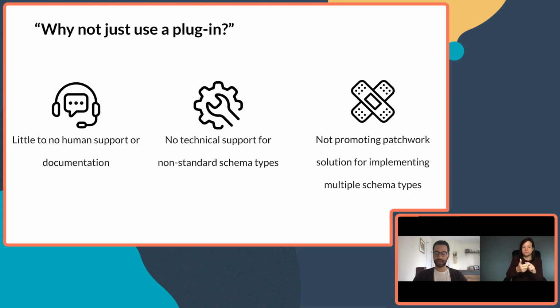And what I had found by looking through the third-party ecosystem of plugins for schema automation is pretty much one of 3 problems. Either the plugin had little to no human support or documentation, so it was a true plug and play, here is the plugin, now go play. But that doesn't really help when you have a significant issue or if you are working in a brand new environment that might not be entirely supported by that plugin. As well, technical support for non-standard schema types.